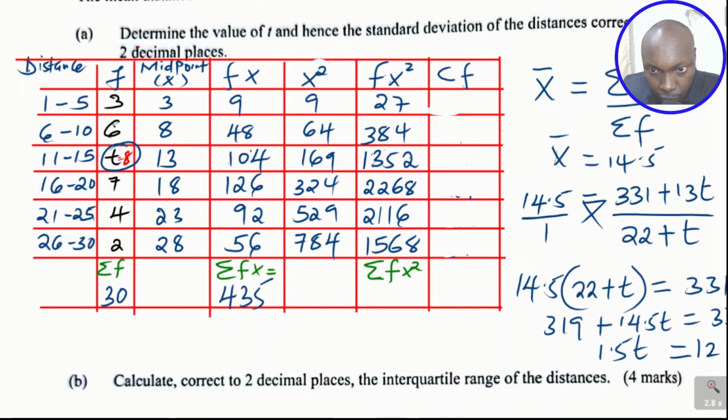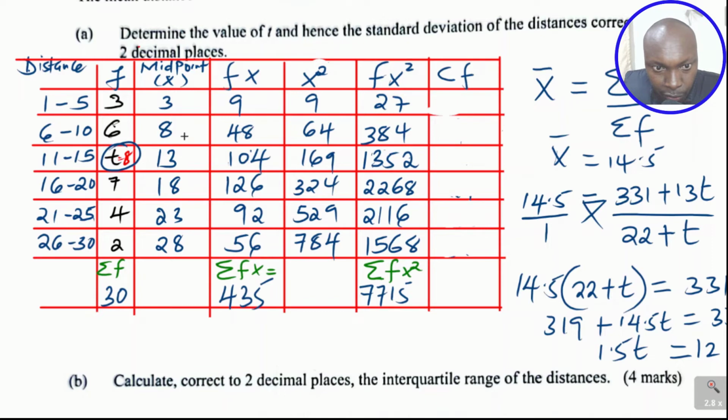Then summation of fx squared, let us add 27 plus, we are adding this column, 27 plus 384 plus 1352 plus 2268 plus 2116 plus 1568 give 7715. So this will give 7715, the sum.